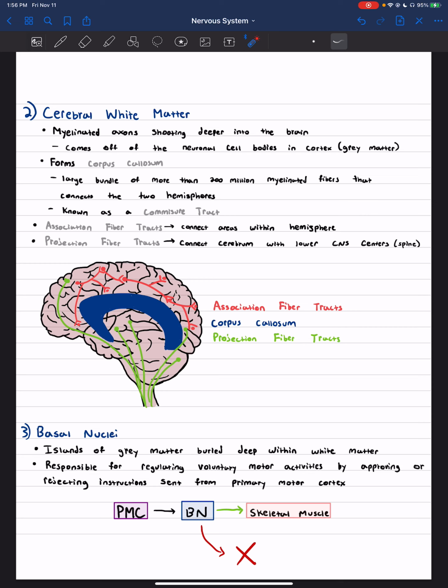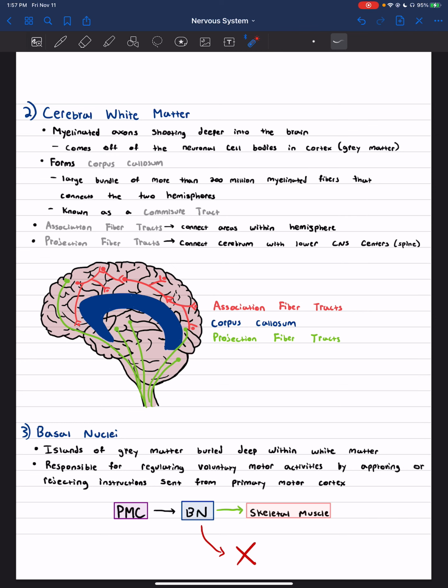So the axons drawn in red will be your association fiber tracts. You notice how they're all contained within the brain, communicating with different portions of your brain. You have your axon fiber tracts in green, which are your projection fiber tracts, which are responsible for taking information and bringing it deeper into your spinal tracts and going farther into your body. And this blue thing is just your corpus callosum, which is that bundle of fibers that connects your two hemispheres.